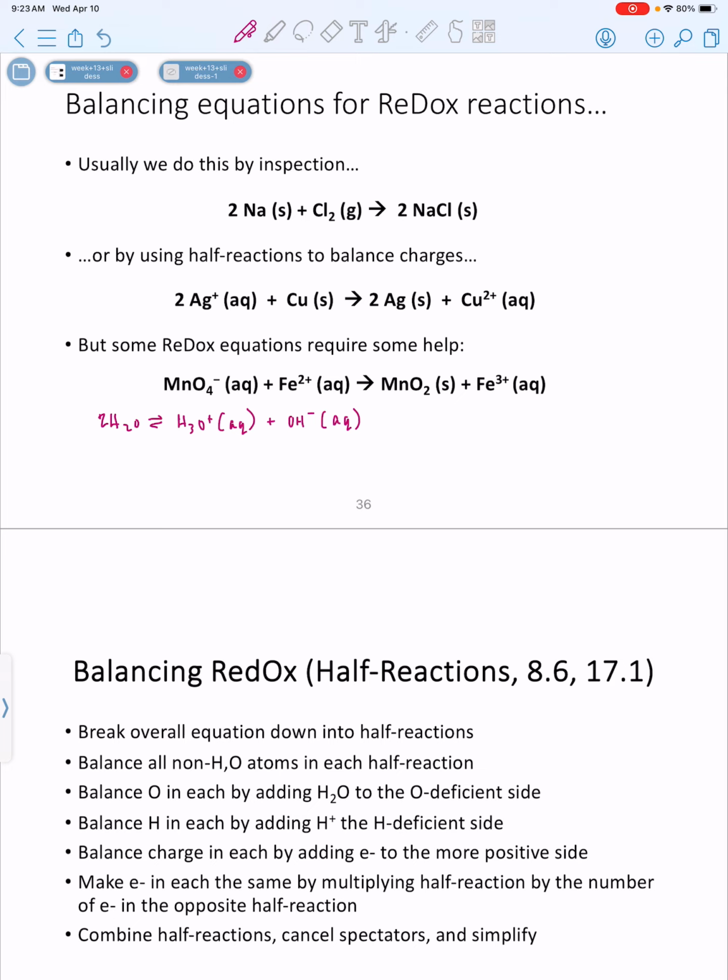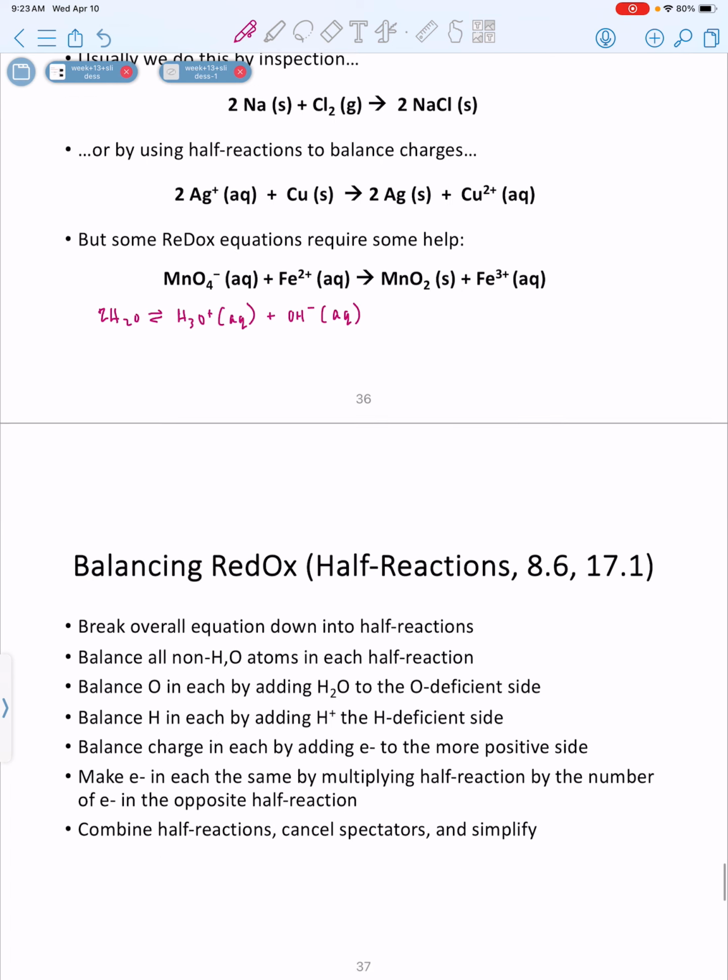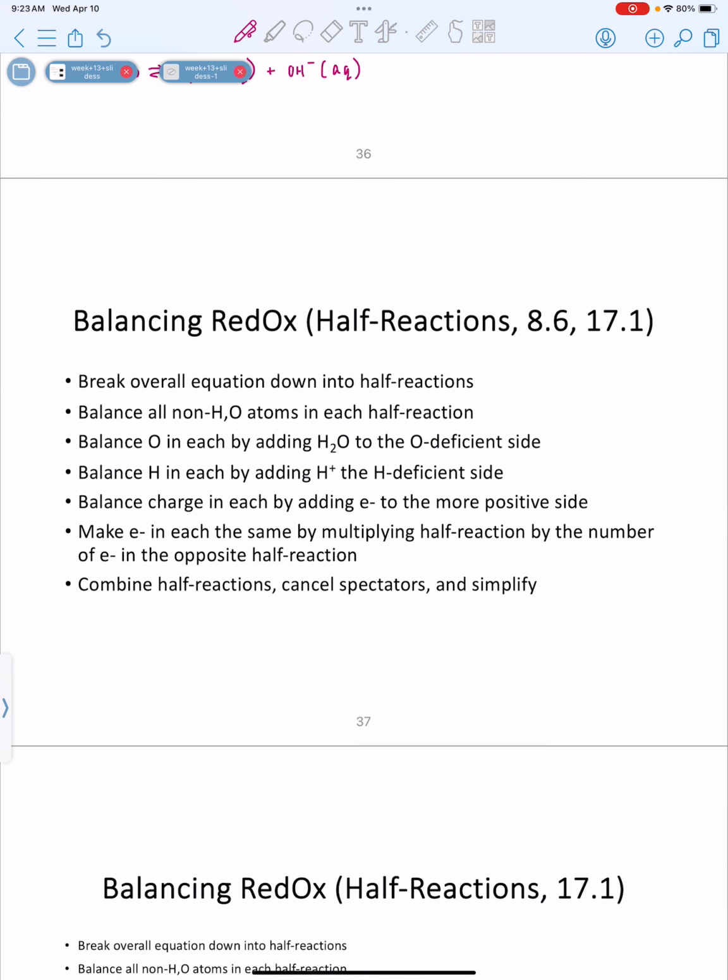So that's my attempt to try to make this seem less obvious. But it takes space and time to do this. And there is one on the problem set. So in this case, we have our reaction of permanganate and iron plus 2 going to manganese 4 oxide. This turns out to be a solid, and iron 3 plus.